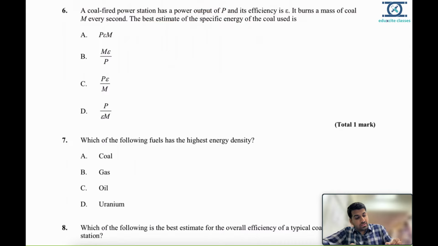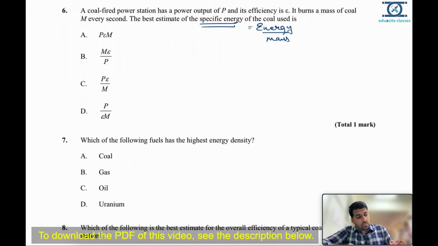Now what is the specific energy? First of all, specific energy is nothing but the energy per unit mass. That is the energy contained in that particular resource or material that we are using. So specific energy is the energy per unit mass.